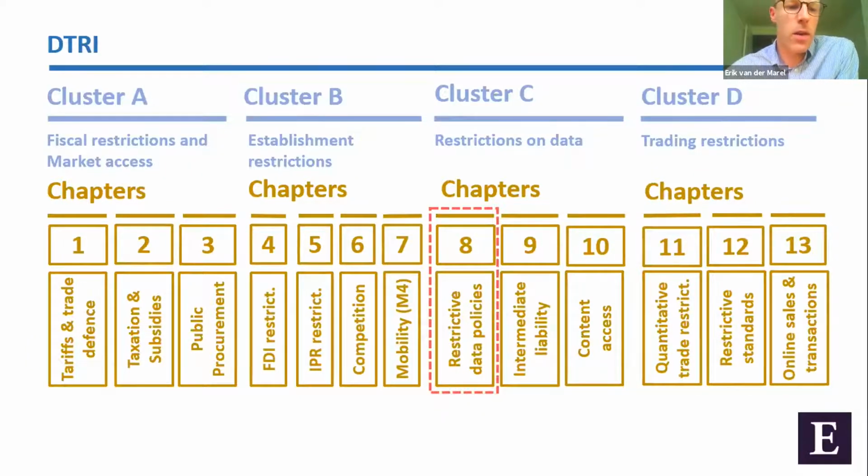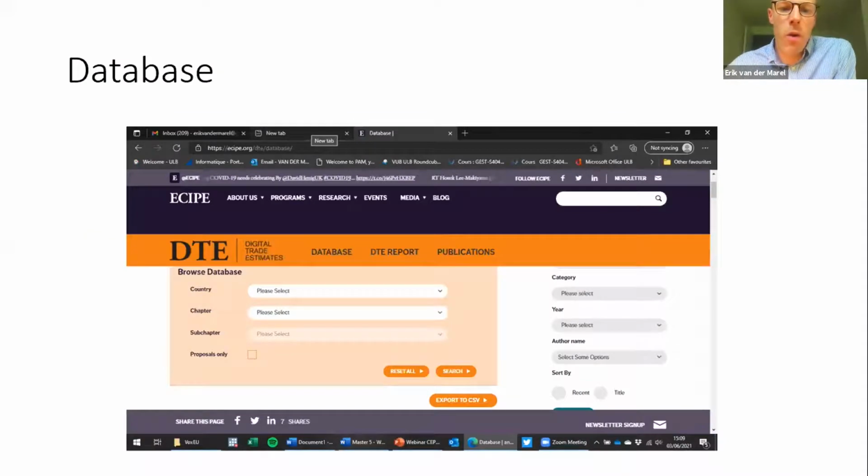Now, this is what it looks like in terms of organization. Each of these clusters has its own chapters, for which we have recorded and categorized all these more than 100 restrictions that we have found. Cluster A covers 3 chapters on tariffs and trade defense measures, but also taxation and subsidies. Cluster B has investment-related restrictions, and cluster C has 3 different chapters on data-related restrictions that cover restrictions on data itself, but also restrictions related to intermediary liability and content access. And then the last cluster covers 3 chapters on, for example, quantitative trade restrictions and other restrictions related to e-commerce. And these are all accessible on the website for free.